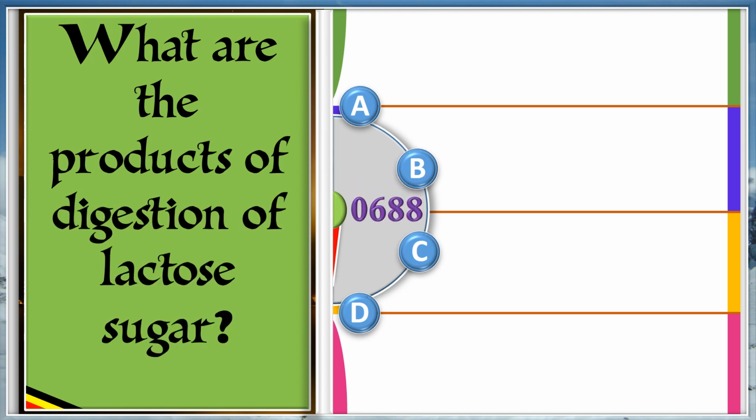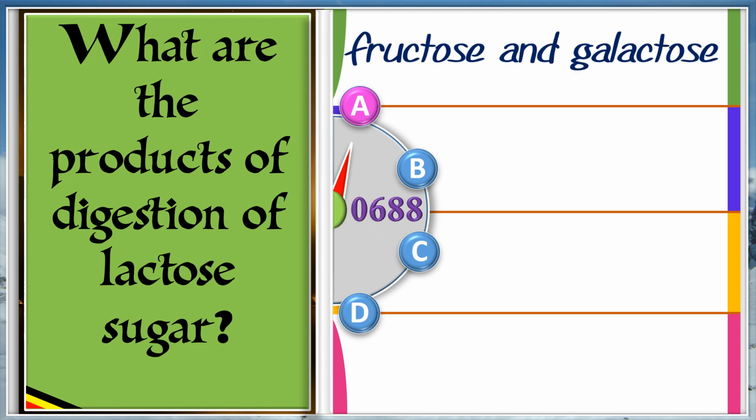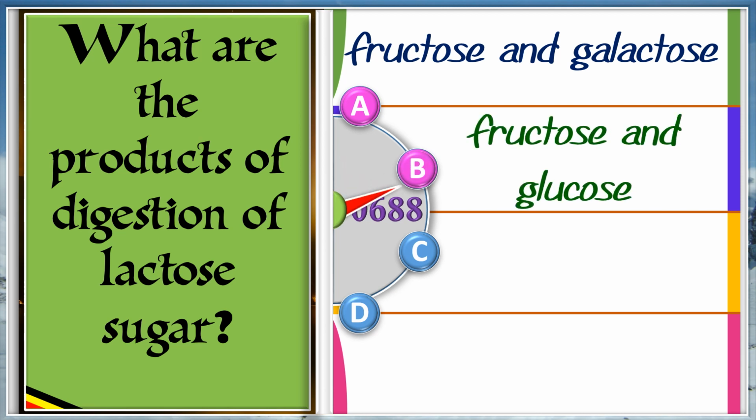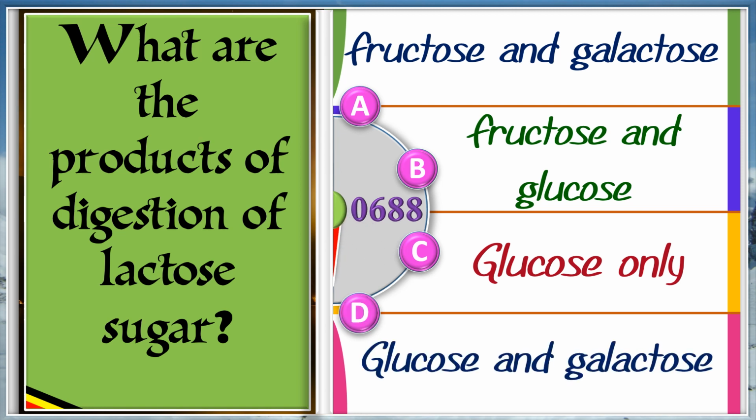What are the products of digestion of lactose sugar? A. Fructose and galactose. B. Fructose and glucose. C. Glucose only. D. Glucose and galactose. And the answer is D. Glucose and galactose.